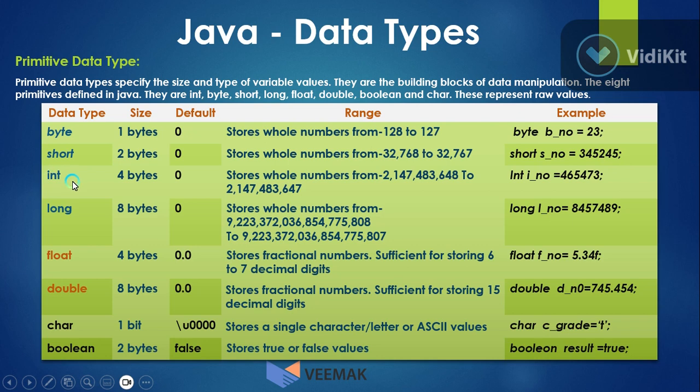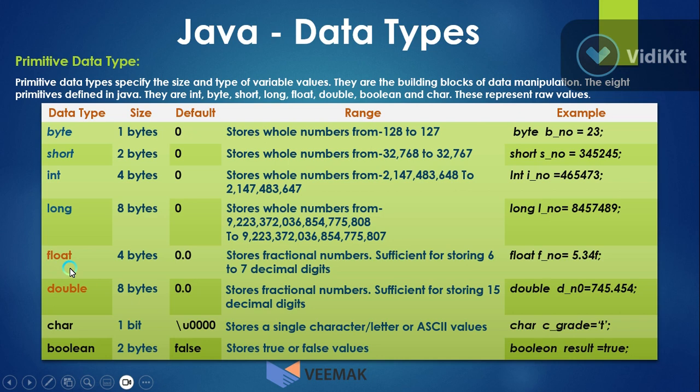Int. Int is the data type. The size is 4 bytes. The default value is 0. Stores a whole number from this negative value to this positive number. This is the example. I am storing this number. Long. Long is a data type. The size is 8 bytes. The default value is 0. Stores a whole number from this negative number to this positive number. This is an example.